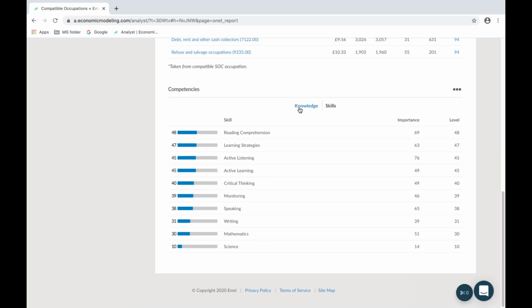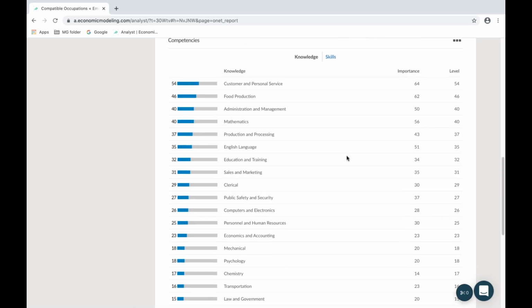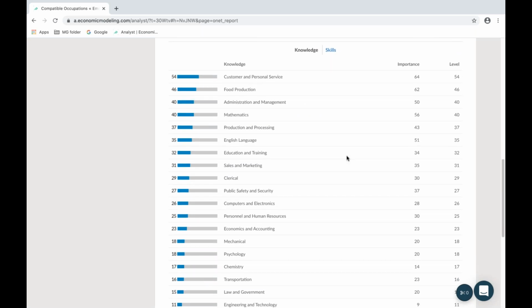and there you can see literacy, numeracy, active listening, critical thinking, those are the type of skills that are required for that role and to the extent to which they're required, and that all informs the compatibility or the matching.